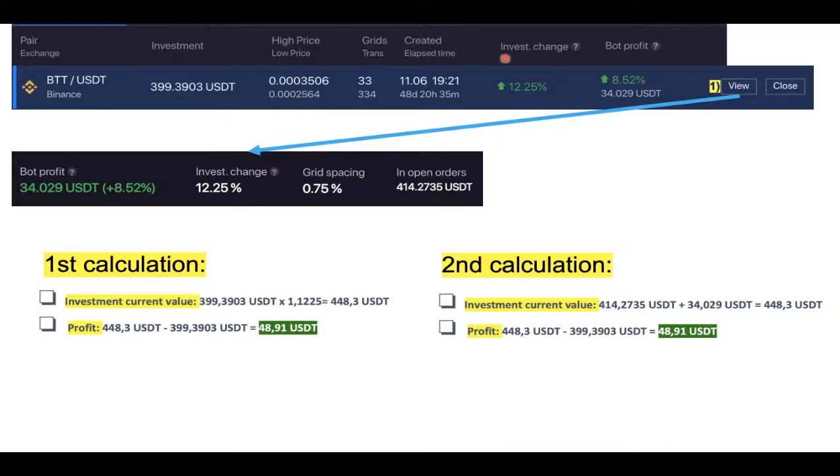So once again, what is driving the investment change is not only the bot profit, but the value change of the base currency, as the market is constantly moving upwards, downwards, so it is always affecting your investment change.